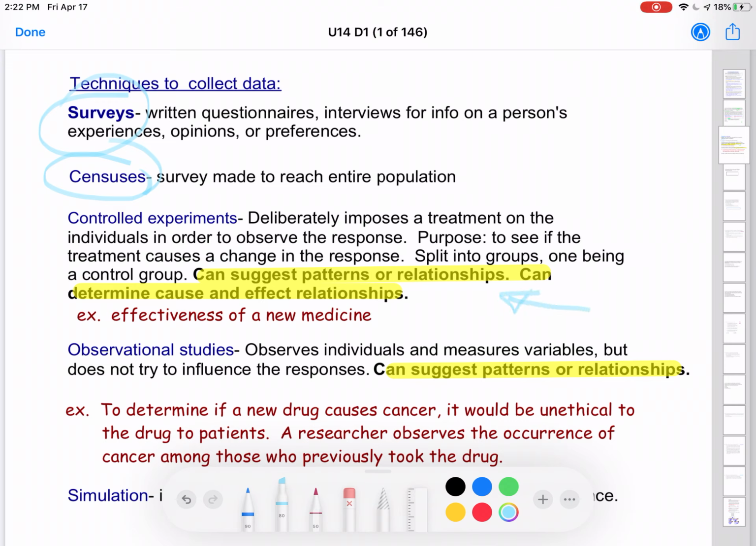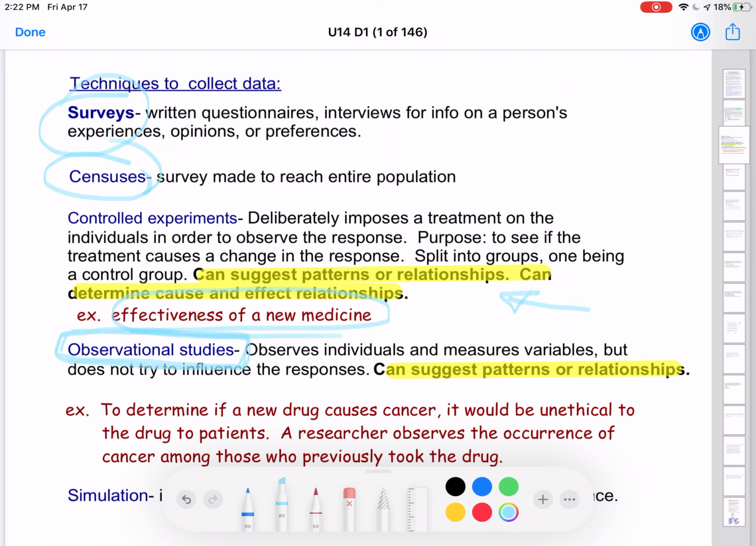Controlled experiments can suggest patterns or relationships, and they can determine cause and effect relationships, like the effectiveness of a new drug. So when you're doing an experiment, we can have a cause and effect pattern. But when we do observational studies, observational is where we just sit back and watch.